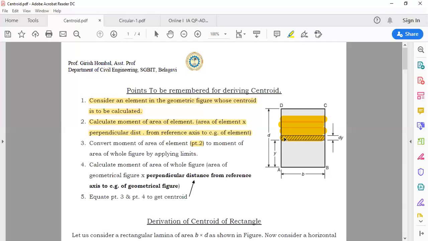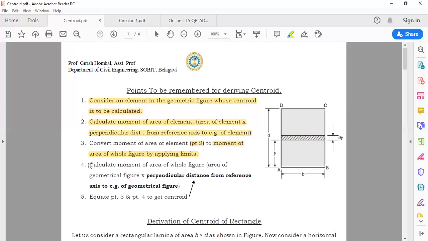So initially what you did, you calculated moment of area of only one element. Next what will you do? You will calculate moment of area of this whole rectangle by integrating this single point, that is point 2. How? By applying limits. That is why it is called method of integration. So now what you did, you got moment of area of whole figure from moment of area of element.